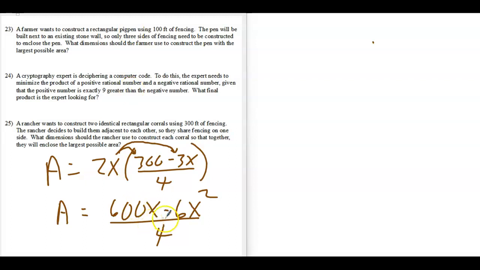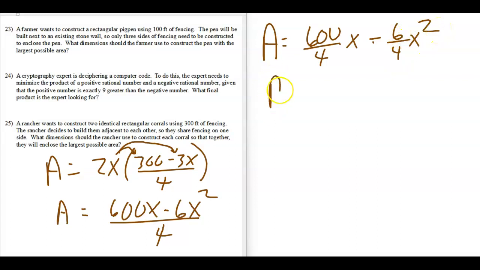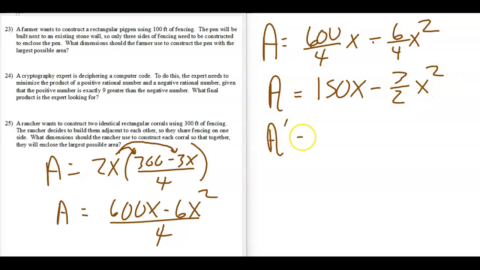It might be good to split this up into two separate fractions at this point before I find my derivative. So 600 over 4x minus 6 over 4x squared. And we might as well reduce this too. 4 is going to go into 600 150 times, and this is going to be 3 over 2x squared. All right, so now we're good to find our derivative.